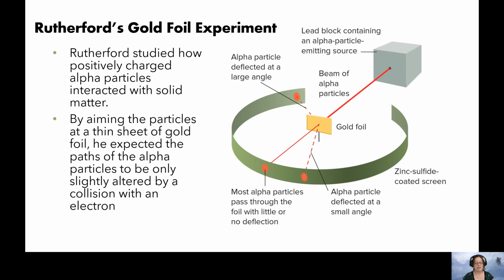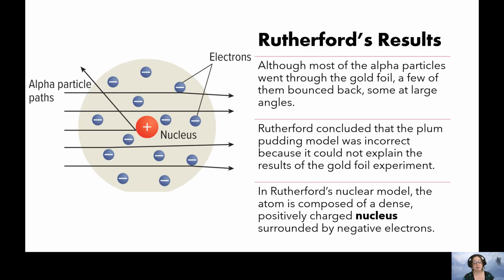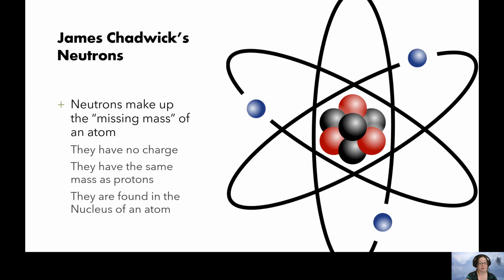So he immediately knew that there was something going on. Since most of the alpha particles went through the gold foil, but a few of them bounced back at a very large angle, he knew that the plum pudding model was not right because it couldn't explain the results of his experiment. So he came up with a new model, and he called it the nuclear model. It says that the atom is a dense, positively charged nucleus surrounded by negative electrons, just like in this picture here.